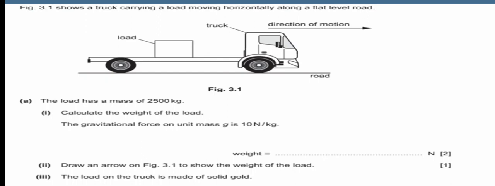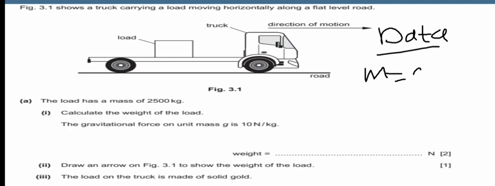So the question is saying figure 3.1 shows a truck carrying a load moving horizontally along a flat level road. So we have a truck here and also the direction of the motion where the truck is going. And also it is carrying a load at the back. Now the question is saying the load has a mass of 2,500 kgs. So we can collect the data here, where we are going to say the mass is 2,500 kgs. Now, one thing that you need to know is that mass is measured in kilograms or kgs.